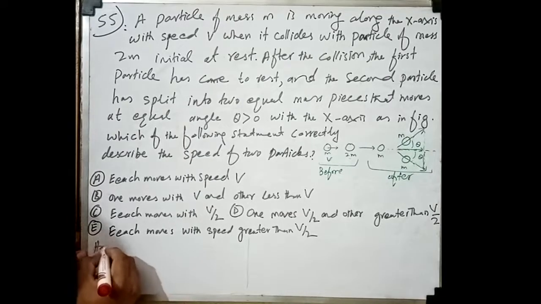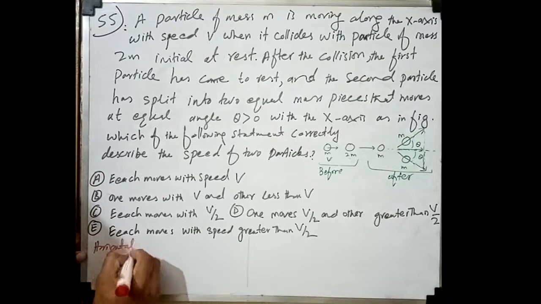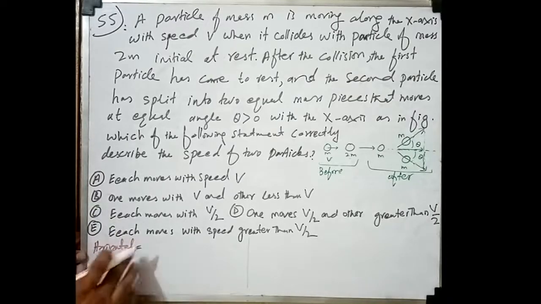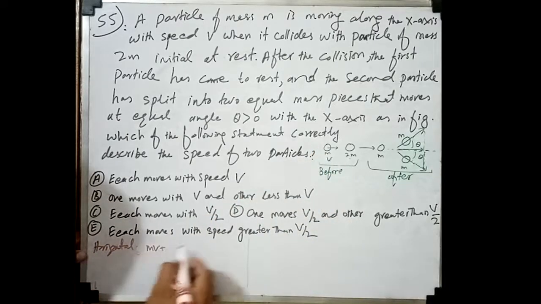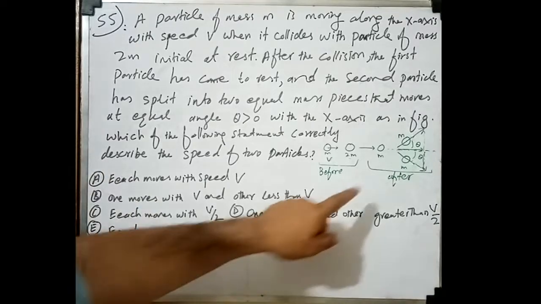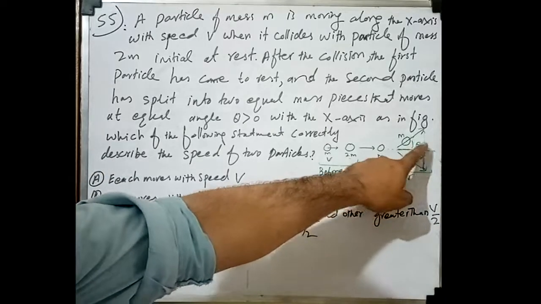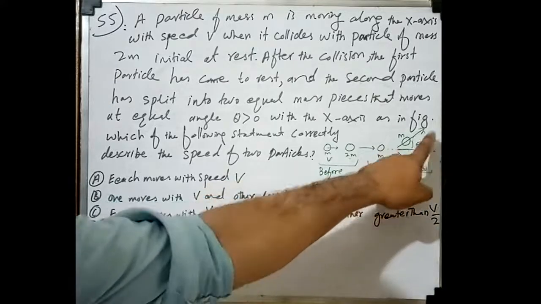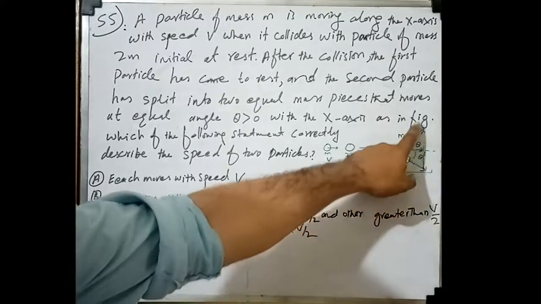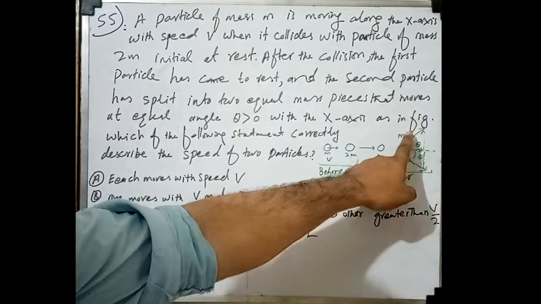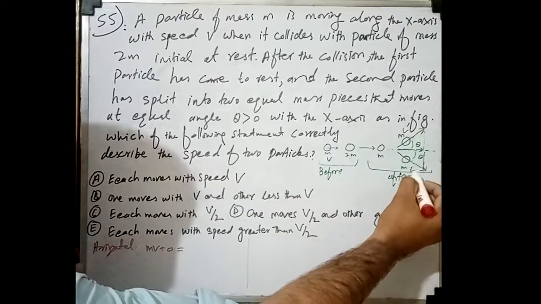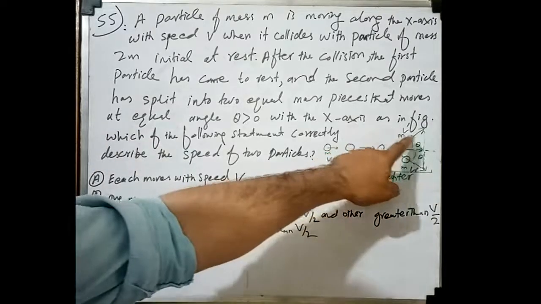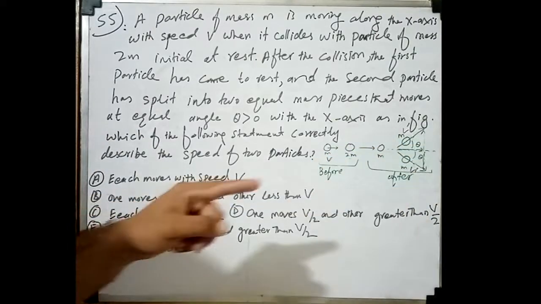In the horizontal direction before collision, momentum is mv plus this is at rest, so 0, equal to this. This is theta and this is the perpendicular. So this is a right angle triangle with base and perpendicular, and this is the hypotenuse. If its velocity is v prime after splitting, and this is also v prime, then mv prime cos theta equals the momentum in the x direction.